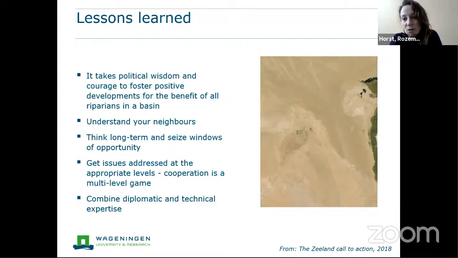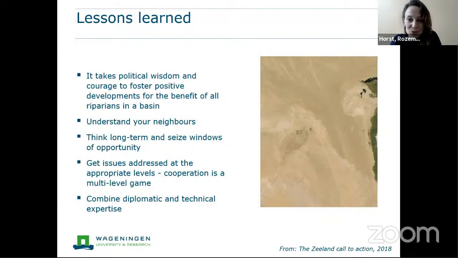And then it's not about state-to-state relations alone. As I said before, it is about many, many different levels that work together and that are also dependent on groundwater resources. So cooperation is a multi-level game. And that provides opportunities, but also makes it more difficult. So who do you need to take into account? And at what level can you take decisions? And that differs per country, that also differs per political system.